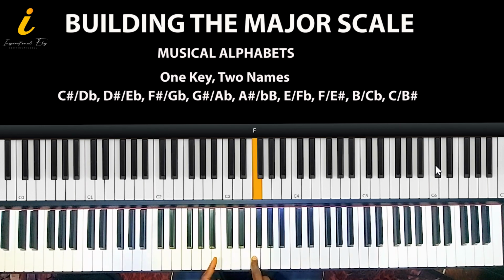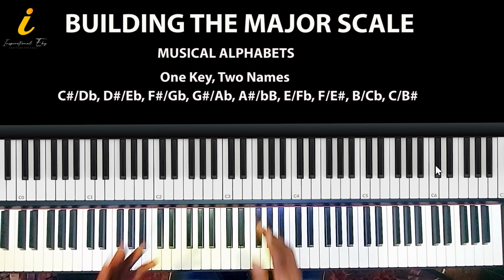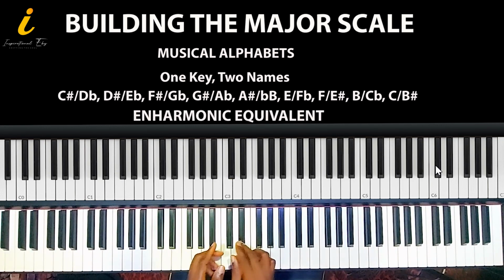This one is F or what? E sharp. This one is what? B or C flat. C or B sharp. So one particular tone having 2 names. What do we call that? We call it enharmonic equivalent.